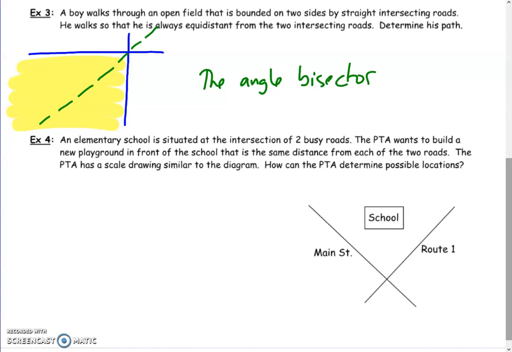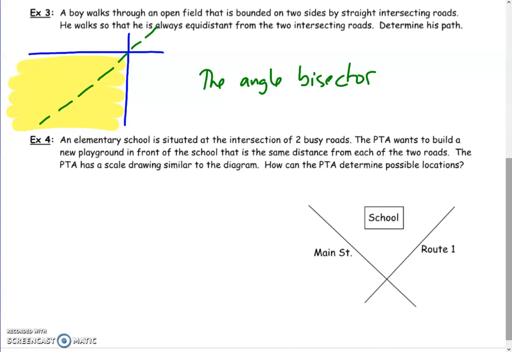Example 4: an elementary school is situated at the intersection of two busy roads. The PTA wants to build a new playground in front of the school that is the same distance from each of the two roads. The PTA has a scale drawing similar to the diagram. How can the PTA determine the possible locations?